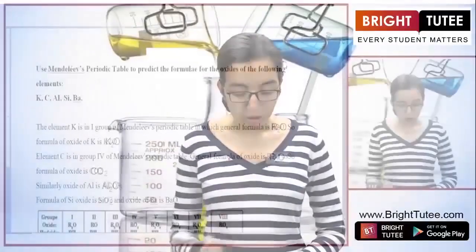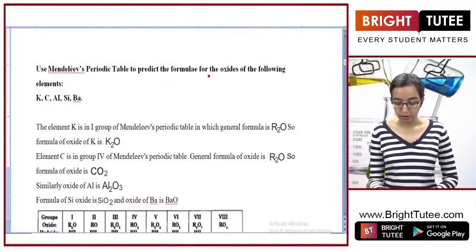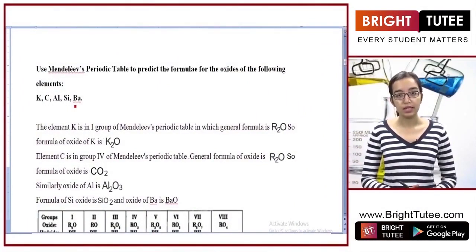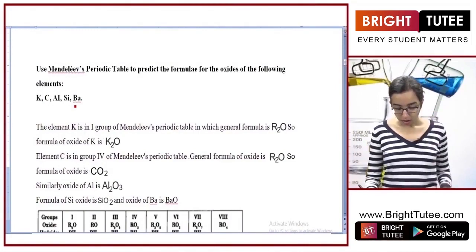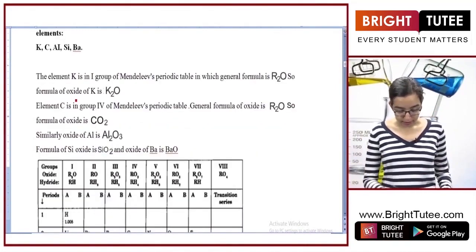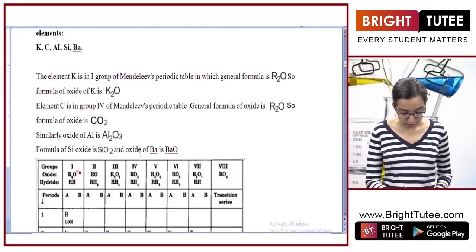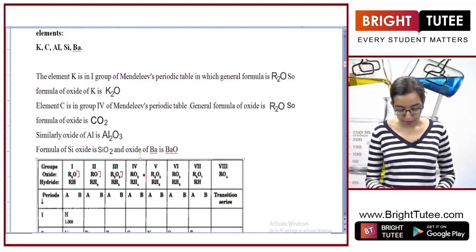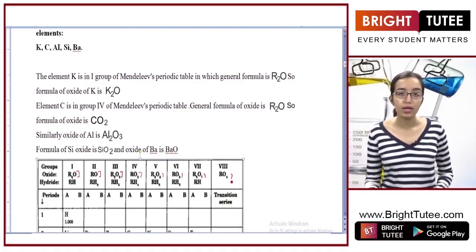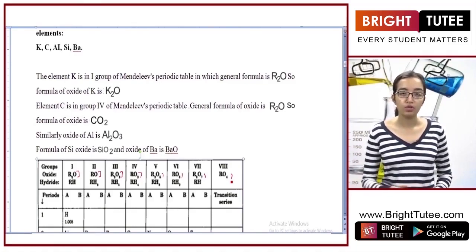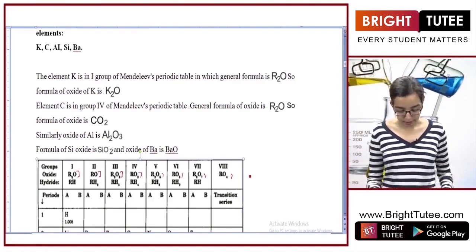The first question is, use Mendeleev's periodic table to predict the formulae of the oxides of the following elements. Now, if you see Mendeleev's table in your book or in the lesson, you will see that a general formula for oxide is given with each group. You can see them here. What you have to do is identify the group in which the element lies, and then you will know the general formula for that particular element.